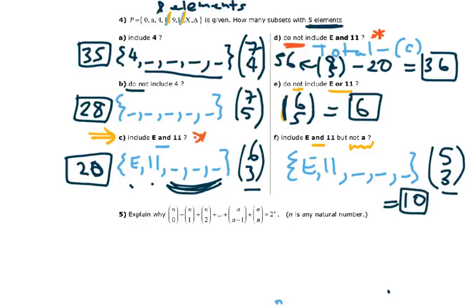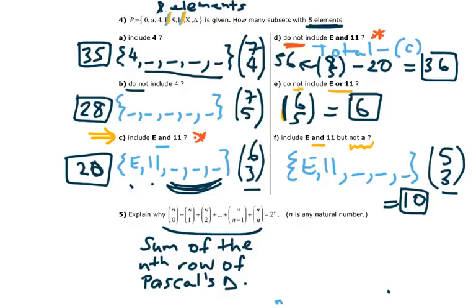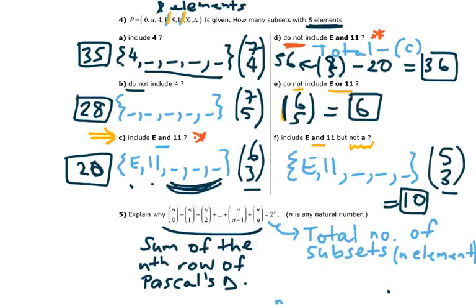Alright, so for question 5, last one for this homework, we're asked to explain why that big expression is true. Well, what we should notice here is that this left-hand side is the sum of the nth row of Pascal's triangle. And you should be able to see that if you put in any number there for n. And on the right-hand side, that's a formula we've learnt in class. It's the total number of subsets. So how do these two things relate?